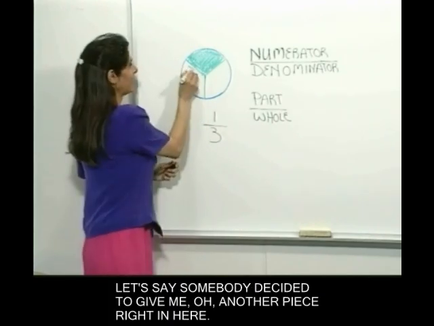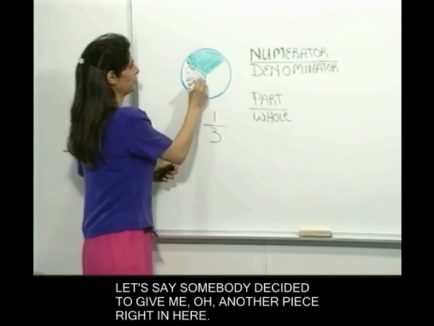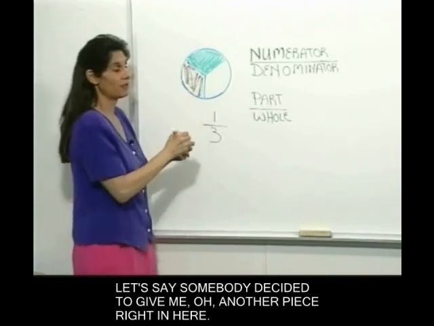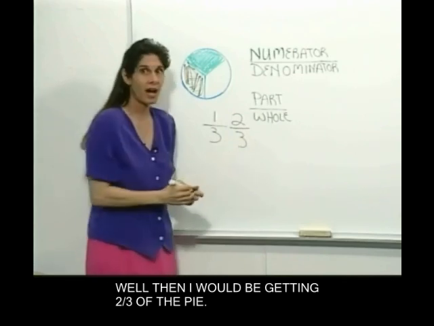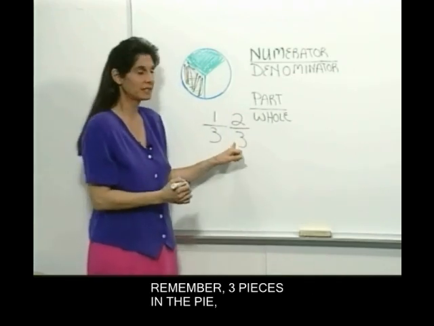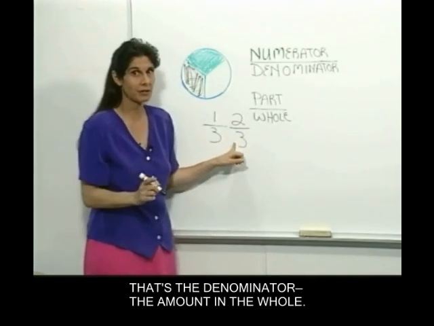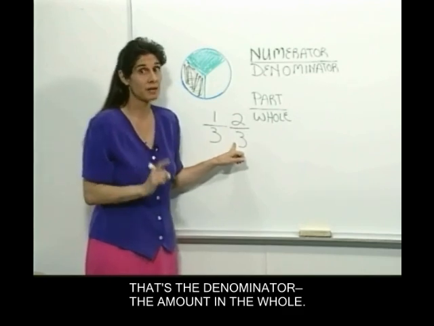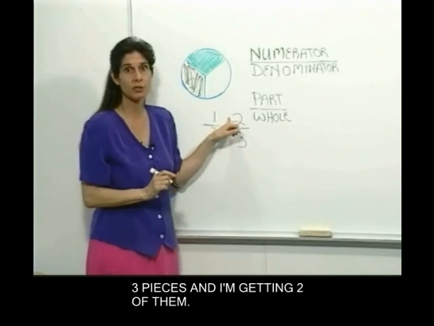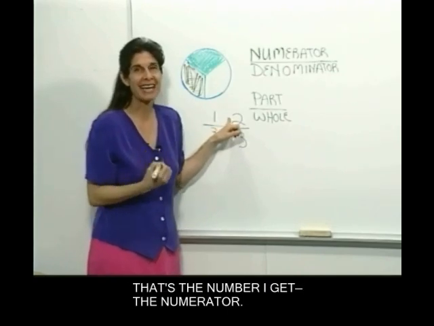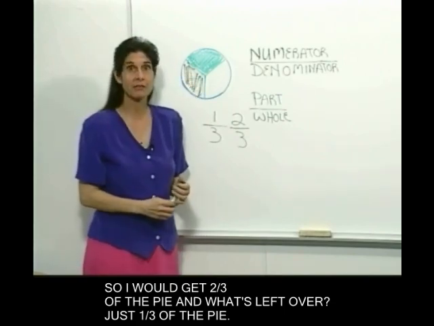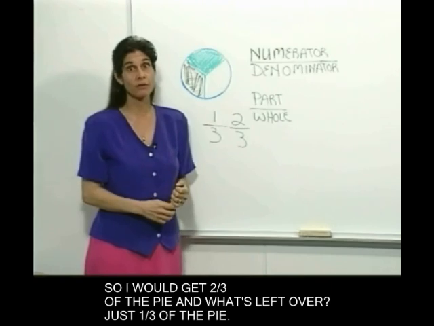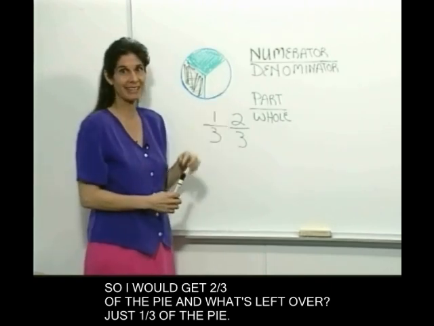Let's say somebody decided to give me another piece right in here. Well, then I would be getting 2/3 of the pie. Remember, 3 pieces in the pie, that's the denominator, the amount in the whole. 3 pieces, and I'm getting 2 of them. That's the number I get, the numerator. So I would get 2/3 of the pie. And what's left over? Just 1/3 of the pie.